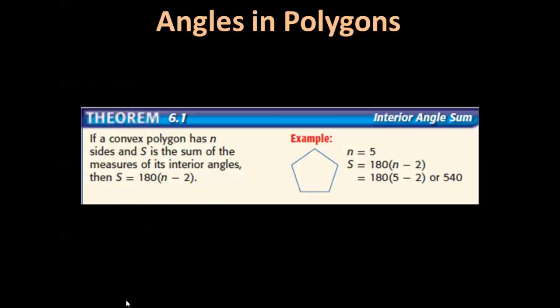Okay, angles and polygons. It says if a convex polygon has n sides and S is the sum of the measures of its interior angles, then the sum of its interior angles is going to be 180 multiplied by the difference of n and 2. Over here they give you an example with the pentagon. You plug the 5 in for the number of sides and do the math.